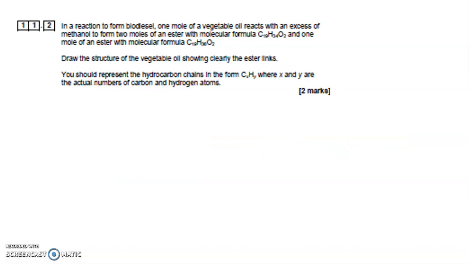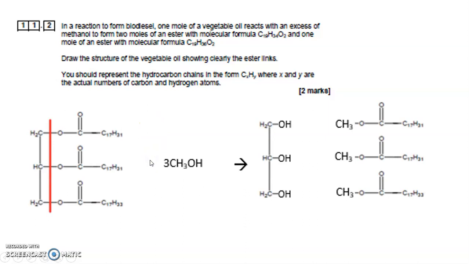In a reaction to form biodiesel, 1 molecule of vegetable oil reacts with an excess of methanol to form 2 moles of an ester with a molecular formula C19H34O2 and 1 mole of an ester with a molecular formula C19H36O2. Draw the structure of the vegetable oil showing clearly the ester links. Okay, so this is what you've got to do.